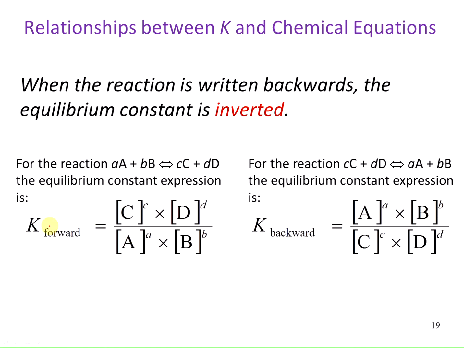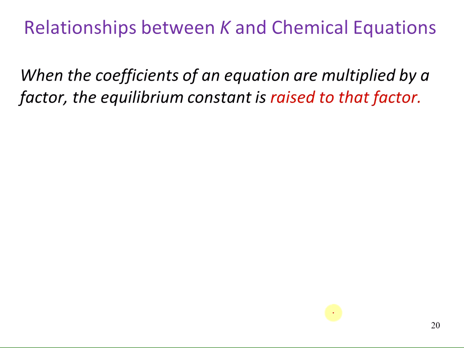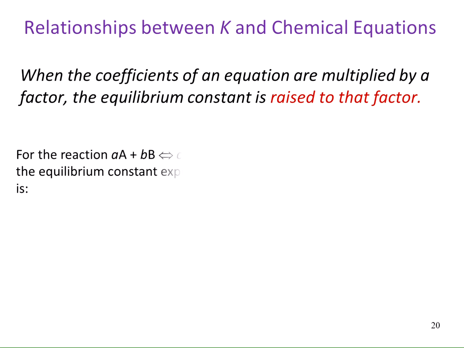So the relationship between these two K's is K forward versus K backwards. You notice that these are just inverted. So the relationship is K backwards equals 1 over the K forward. If we change the direction that we write that reaction, we have to invert the K value associated with that reaction. When the coefficients of an equation are multiplied by a factor, the equilibrium constant is raised to that factor.